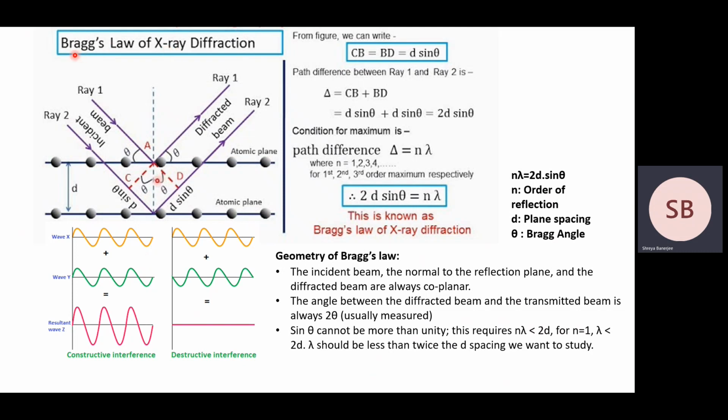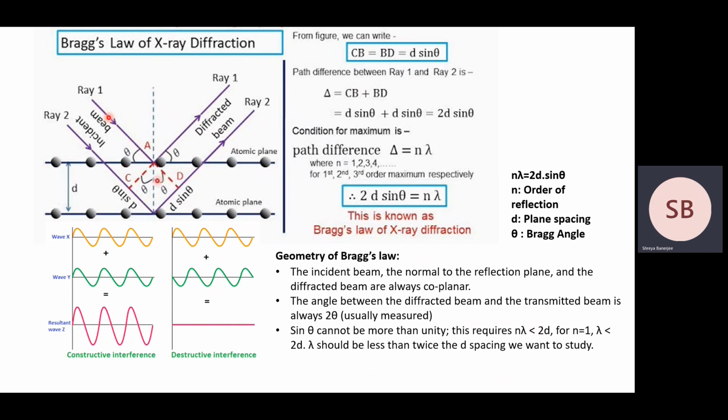Now we will be talking about Bragg's law of diffraction. So basically, if this is a lattice of a crystal, if ray 1 strikes the top layer of the lattice, it will bounce off or get reflected, and this is the reflected ray 1. Here, since we are studying diffraction, it is the diffracted beam. Ray 2 will get diffracted from the lower layer of the lattice to form the other part of the diffracted beam.